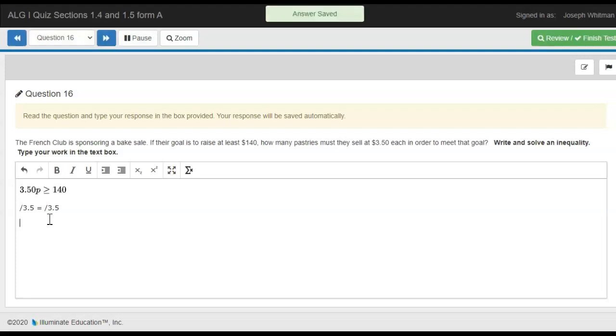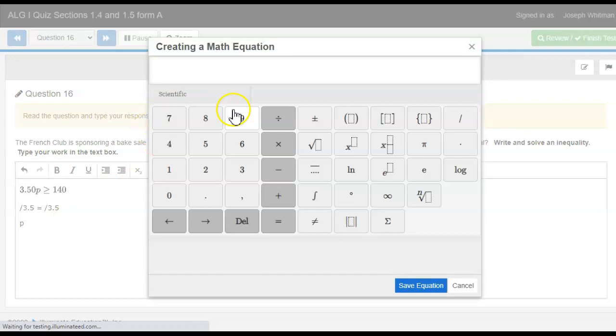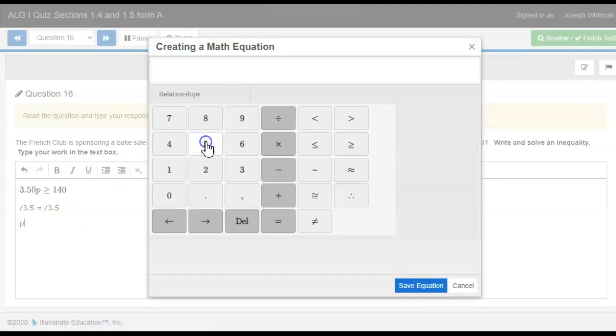$140 divided by 3.5. Take your calculator. 140 divided by 3.5, and you get 40. P, I'd like to use our equation editor one more time. Greater than or equal to 40.